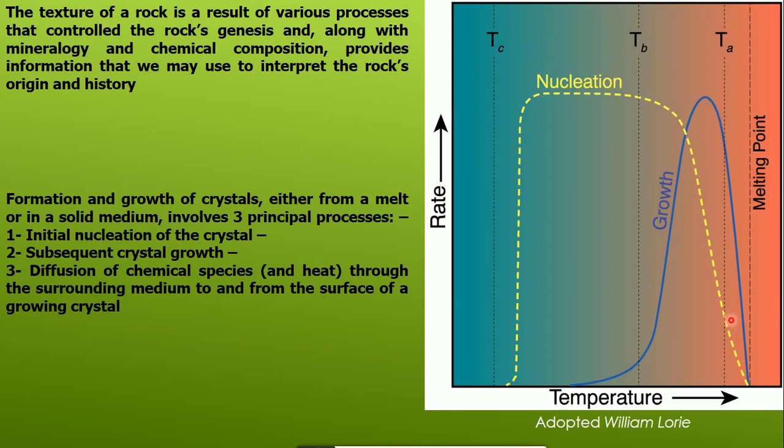So rapid growth and slow nucleation favor the coarse-grained crystal. Rapid cooling permits more undercooling, that is TB. So the slower growth and rapid nucleation produce many fine-grained crystals. Very rapid cooling involves little if any nucleation or growth, that is TC, and produces a glass.